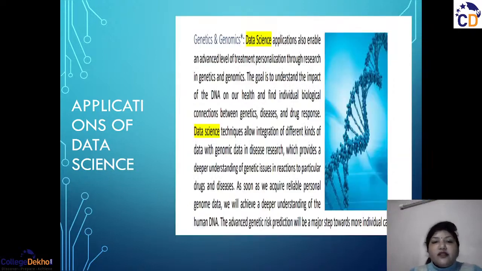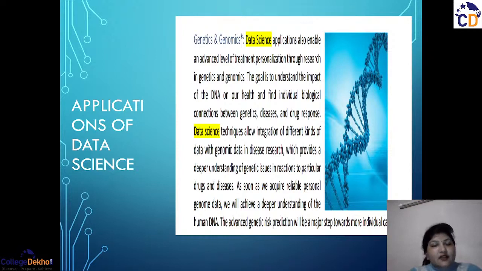Now, next thing is genetics and genomics. It is also one of the applications where data science is enabled. How? For personalized treatment, a person is given a medicine, and the same medicine cannot be prescribed to another patient. Why? Because we have some genetic and genomic factors that are related to that.